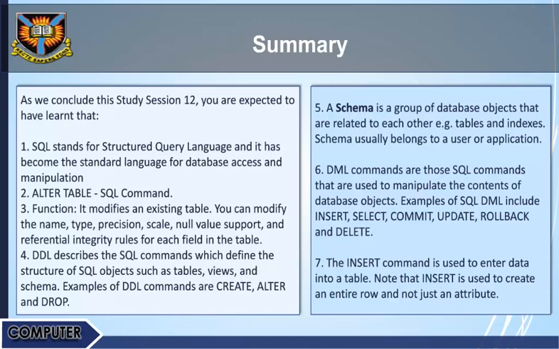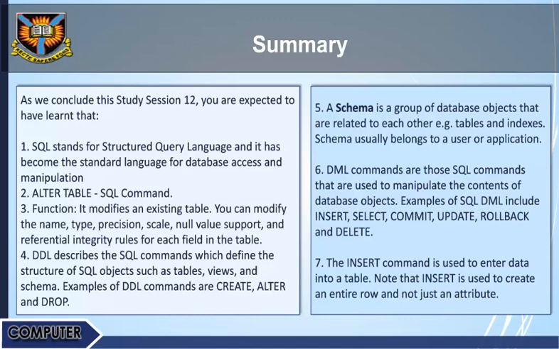You can modify the name, type, precision, scale, null value support, and referential integrity rules for each field in the table. 4. DDL describes the SQL commands which define the structure of SQL objects such as tables, views, and schema. Examples of DDL commands are create, alter, and drop. 5. A schema is a group of database objects that are related to each other, e.g., tables and indexes. A schema usually belongs to a user or application.